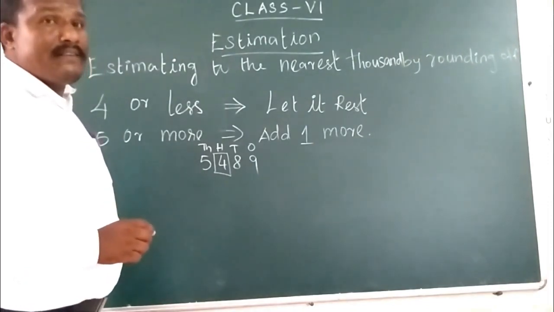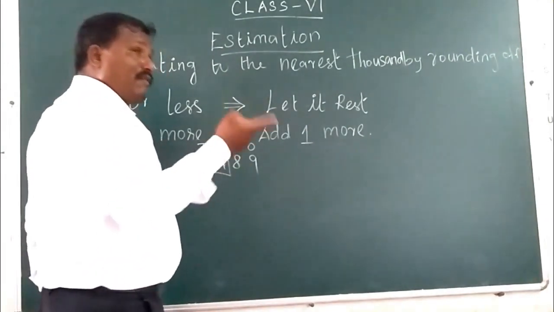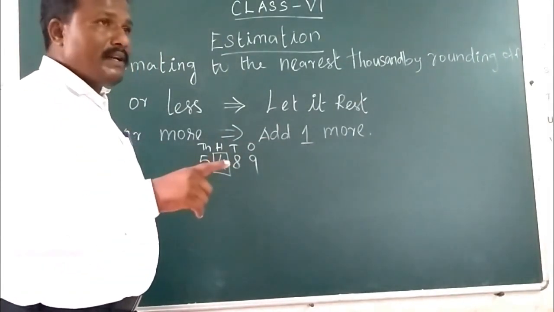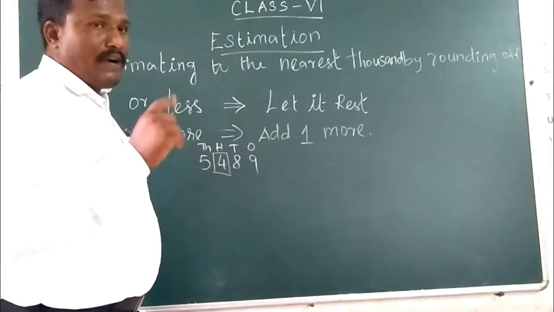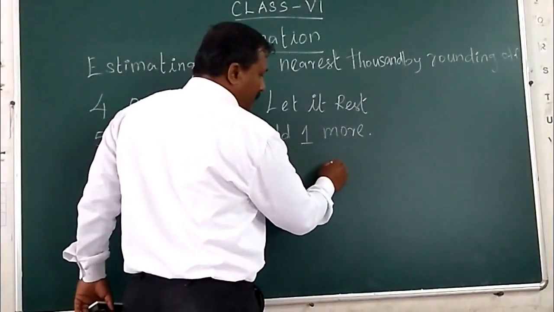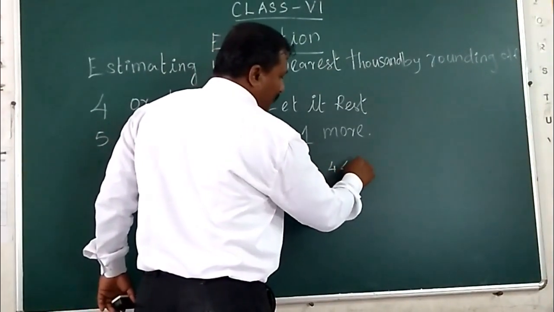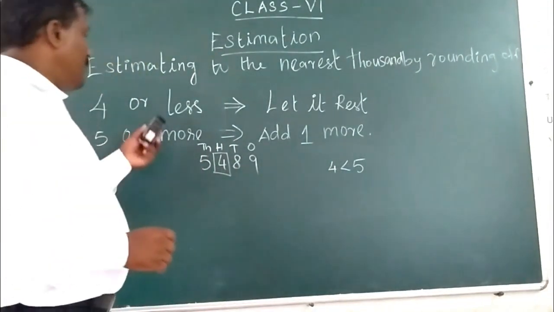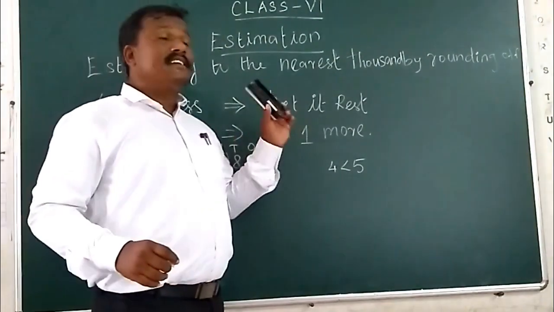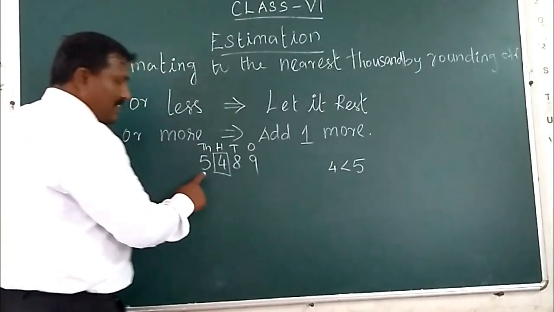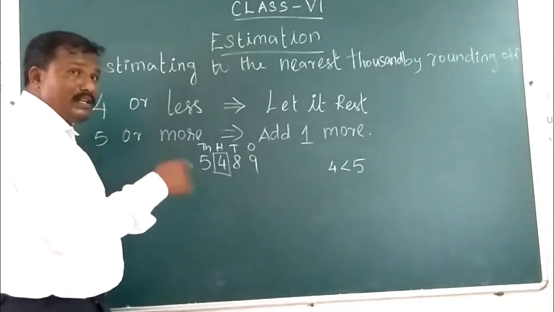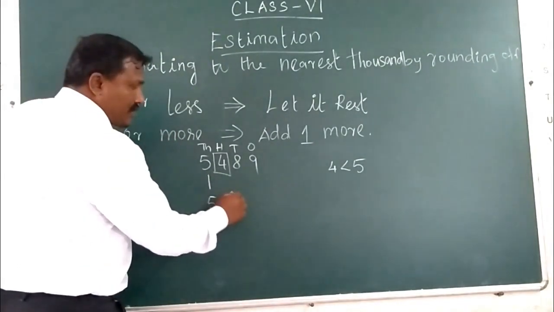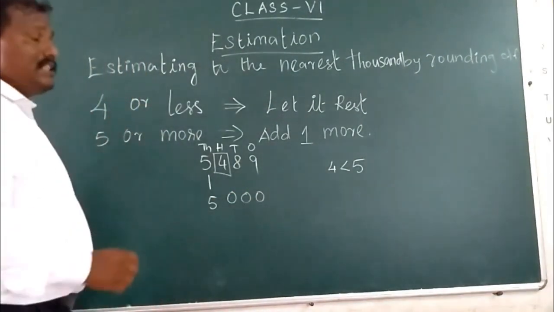Now we have to compare it with 5, whether it is below 5 or above 5. That's our rule. So 4 compared with 5 is less than 5. If less than 5, what's the rule? 4 or less, let it rest. Let it rest means we keep the 1000 place as it is, 5. All the remaining digits become zeros. So 5000 is the answer.